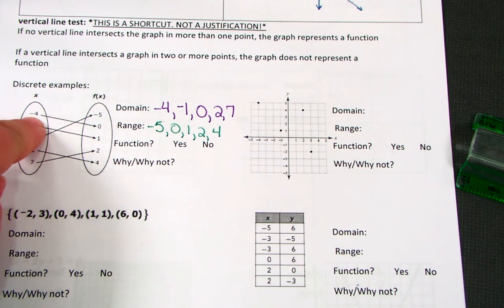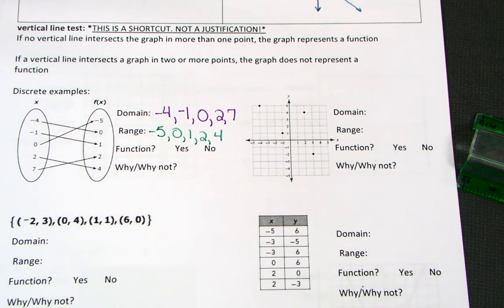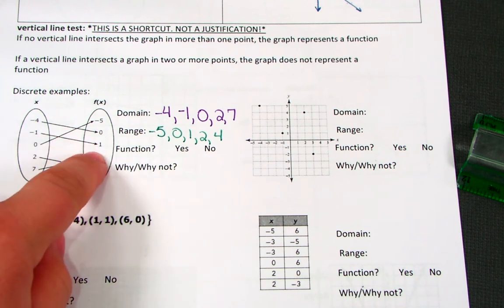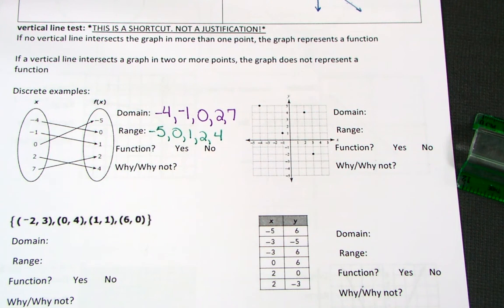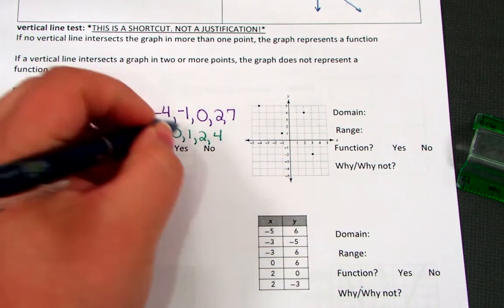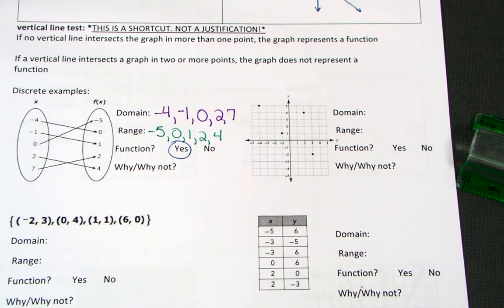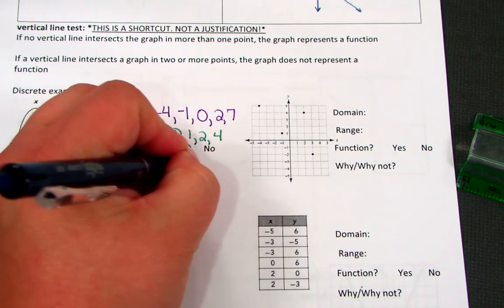If I said, what's paired with -4, your only option to tell me is it's paired with 0. If I say, what's paired with -1, the only option to tell me is it's paired with 1. What's paired with 0? -5. What's paired with 2? 4. What's paired with 7? 2. Okay, because each of those had only one number that it was paired with, that means that yes, it's a function. Our reason why? Every x has only one y.